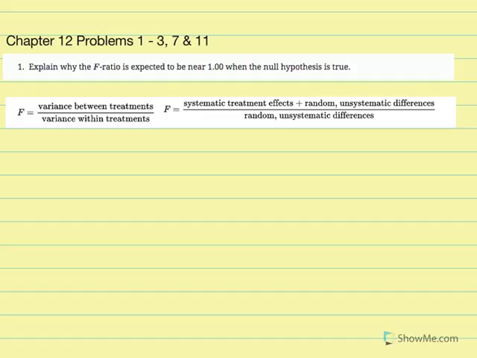In a previous video, I explained that our new statistic will equal 1 when we compute F. And F is the ratio of variance between treatments over the variance within treatments. That's the same as saying the variance between treatments is attributed to two different factors: one, treatment effect, and the second, unsystematic differences.